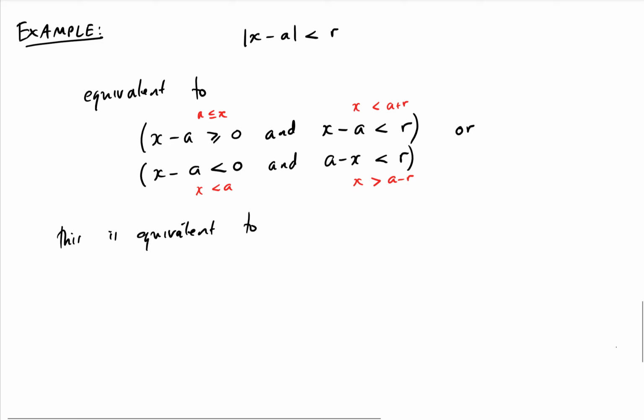So let's write down our first statement first. A is less than or equal to x, which in turn is less than a plus r. That's my first bracket. Or the second one is that a minus r is less than x, which in turn is less than a.